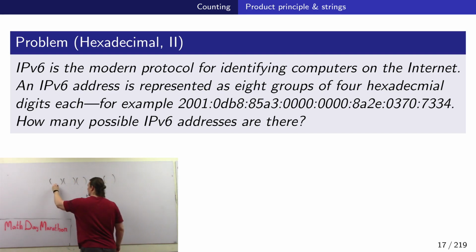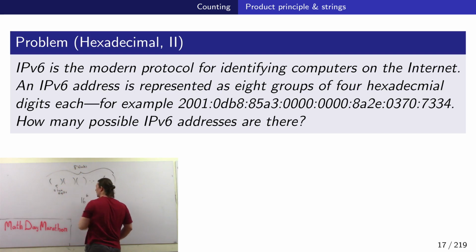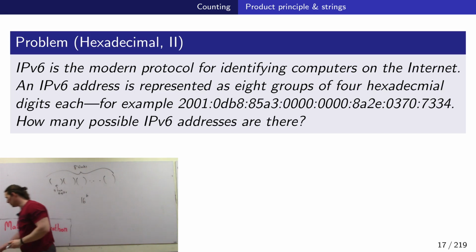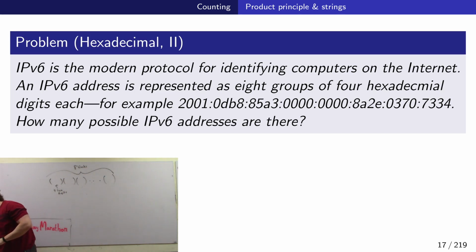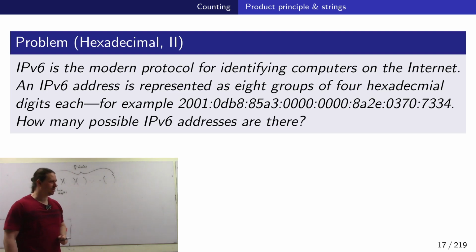So this has 4 hex digits, and there are 8 blobs. Here we need a couple of steps in order to solve this problem, and there's more than one way to solve it. But my question is, how many possible addresses are there?